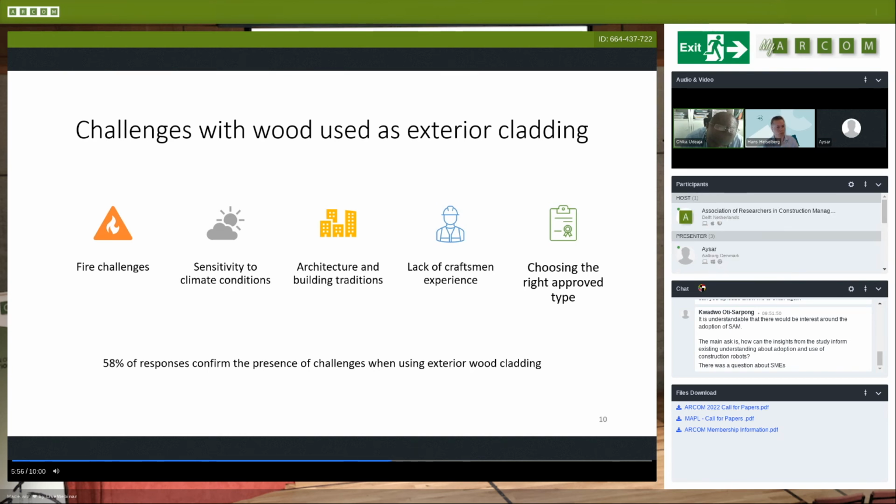Architecture and building traditions is also a challenging aspect. Here, limited possibilities for facade expressions that suit big cities' architecture. Lack of craftsman's experience is also a challenging issue. Choosing the right type of cladding and the approved type is also an essential factor.